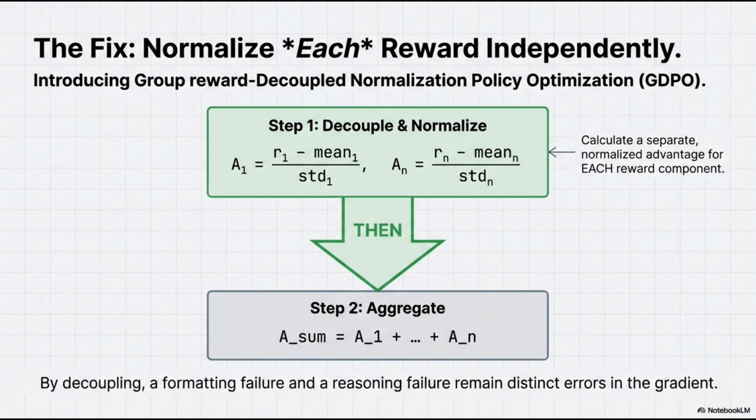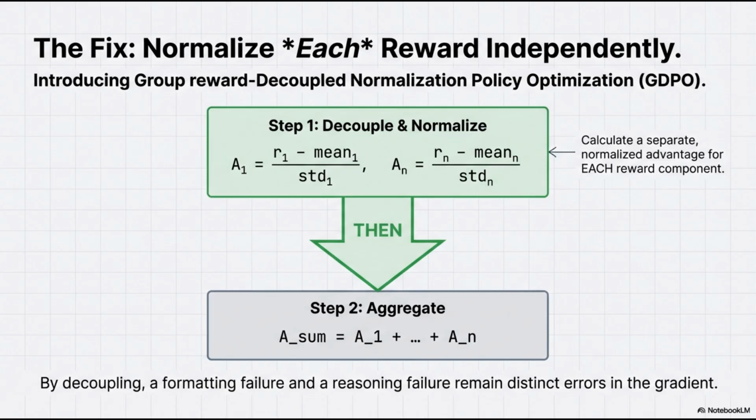Look at this formula. A1, the advantage for reward 1, equals R1 minus mean 1 divided by standard deviation 1. What does this mean in plain English? Take the first reward value, subtract the average of that reward across all responses in your group. Divide by how spread out those values are. AN does the exact same thing for reward N. Every single reward gets its own independent normalization, its own mean, its own standard deviation, completely separate calculations.